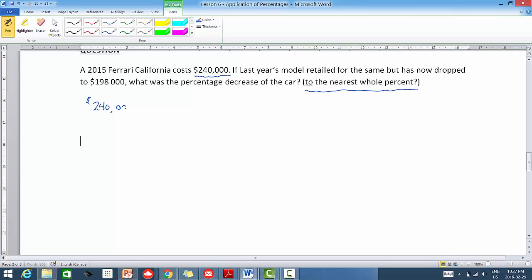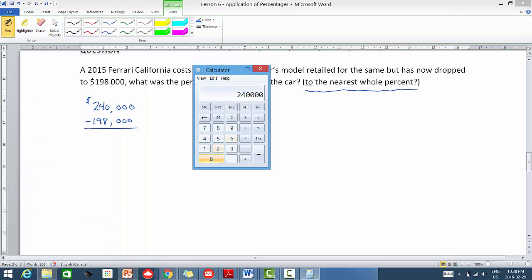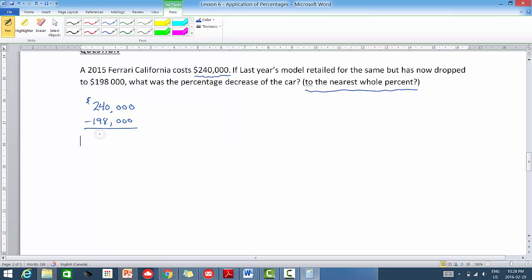So we're going to go $240,000, we're going to take away $198,000. Okay, and we do that on our calculator. $240,000 minus $198,000 ends up being $42,000. Okay, so this $42,000 here represents how much it dropped by. But we also need to think about what this is in relation to the original price. Sorry, this pen's not working very well.